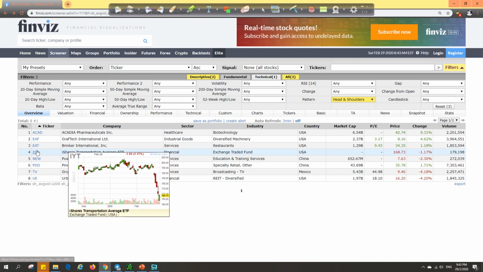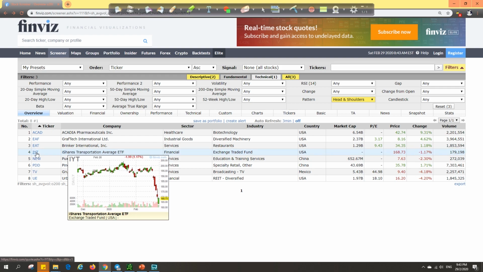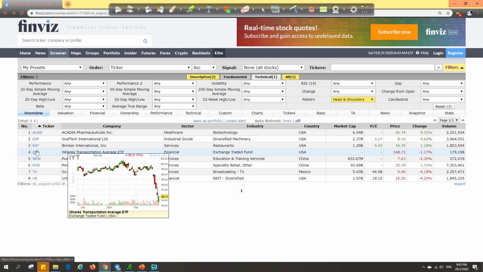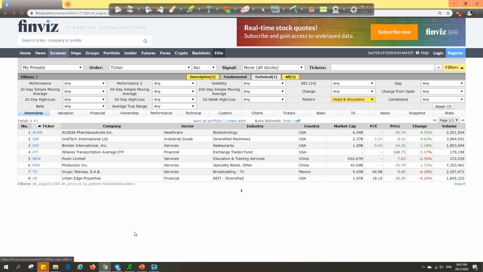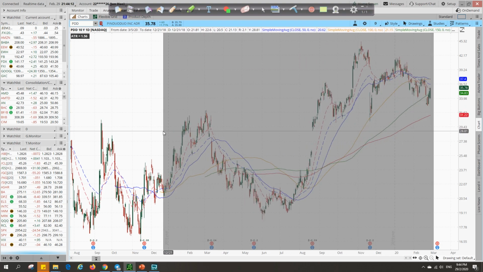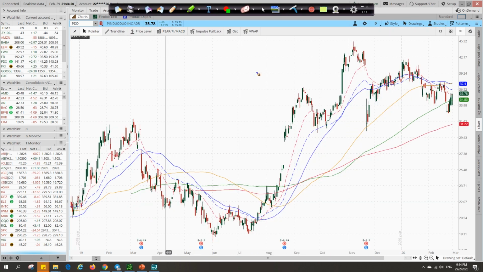So you can see that not all the patterns are as nice. For example, this doesn't really fit into our head and shoulders pattern considering the recent huge fall that it has experienced. So perhaps one good chart to look at would be PDD or maybe ACAD. So let's go into those. So PDD, the first one. So this is the daily chart for PDD.